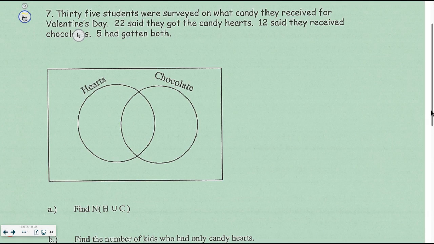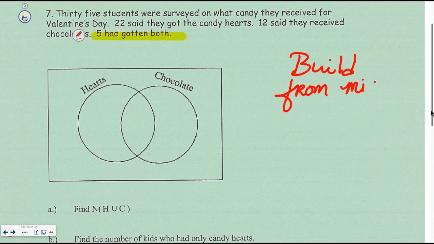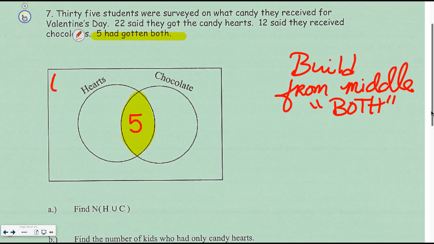So where we build it is from the both. We build it from the middle. So write yourself a little note. Build from the middle. How many got both? Okay. So when it says 5 got both, the both is where these intersect. So I'll shade that in, and that 5 should go in the middle. If they then said 6 didn't like either, you'd put it out here, but they didn't tell me that in this problem, but sometimes they do. So build from the both, then do the neither, and then read the rest of the problem.